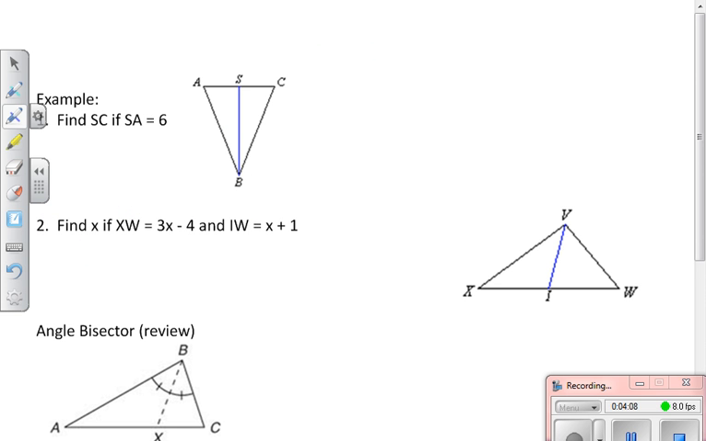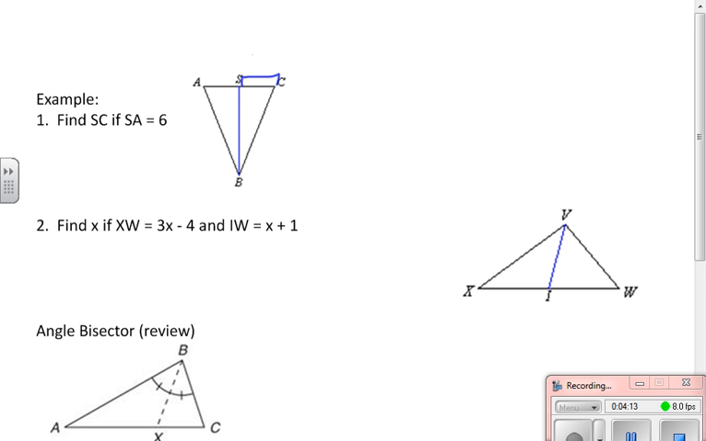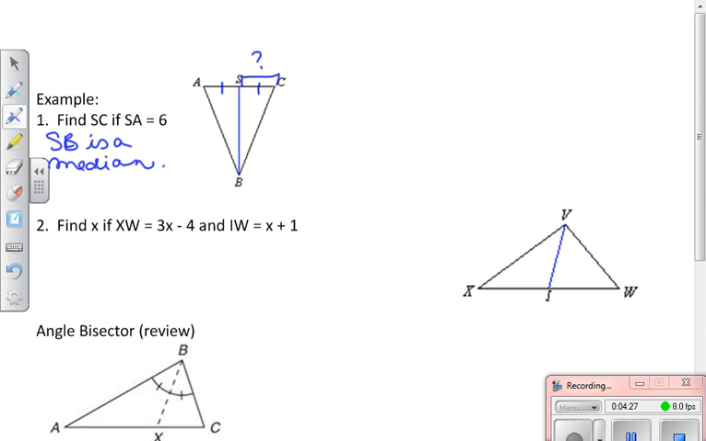And if you mark your picture, that becomes a very simple problem. So let's look at another example. Find SC. So we're after this. And again, given SB is a median, as it says in your notes. Can't assume it, but I'm telling you. So that means that. Now, if SA is 6, SC is 6. It doesn't ask, but if I asked for CA, CA would be 12.